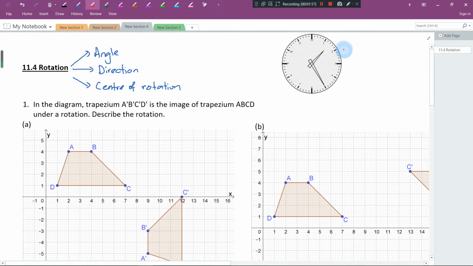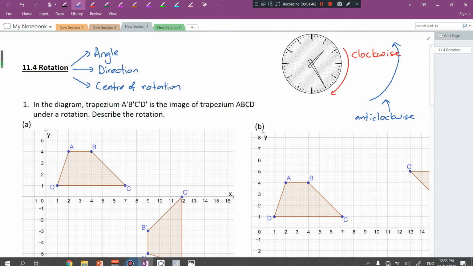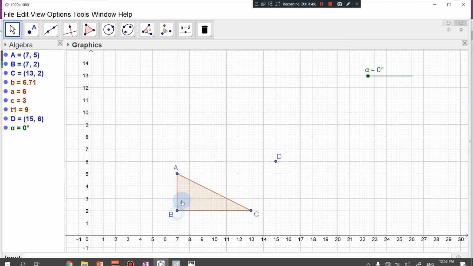Okay, now I have a clock over here. If you rotate an object this way, we call it clockwise. If you rotate an object this way, we say anti-clockwise, or you can say counterclockwise. They mean the same thing. Okay, so before I show you how to solve some questions related to rotations, let's look at this first.